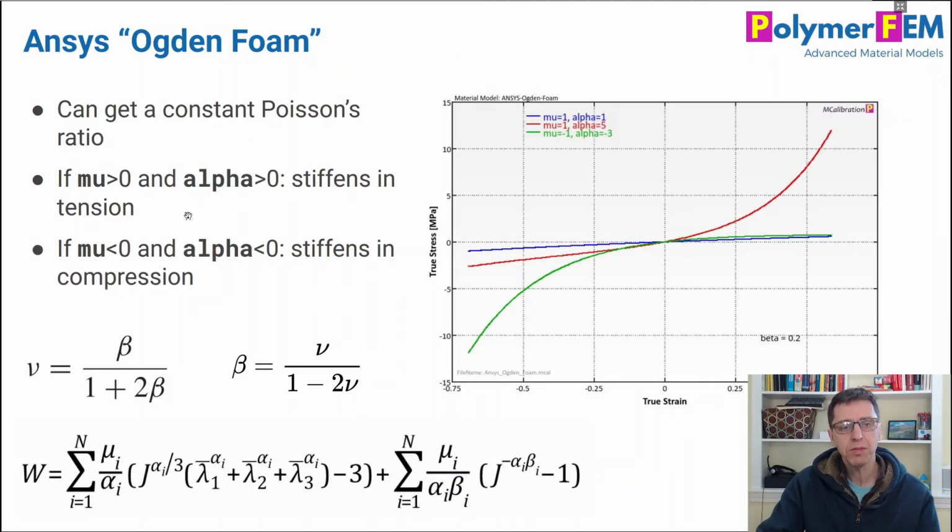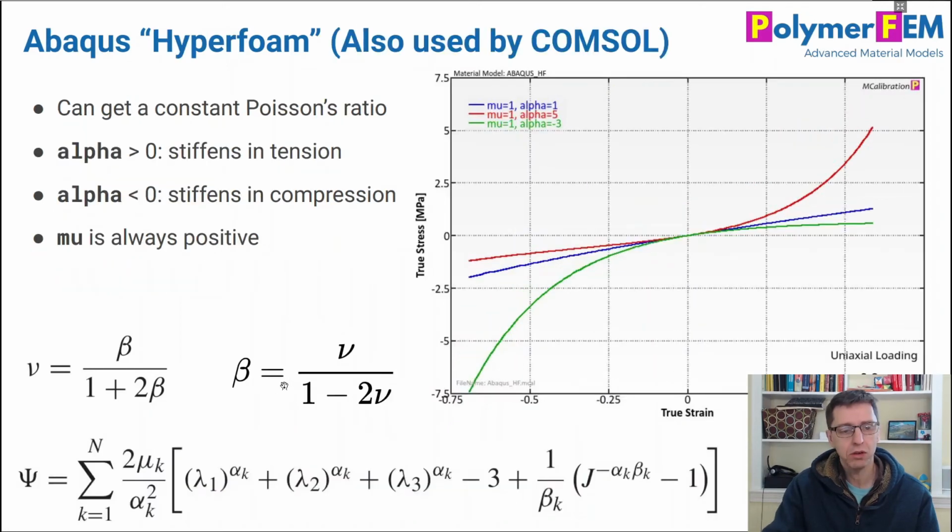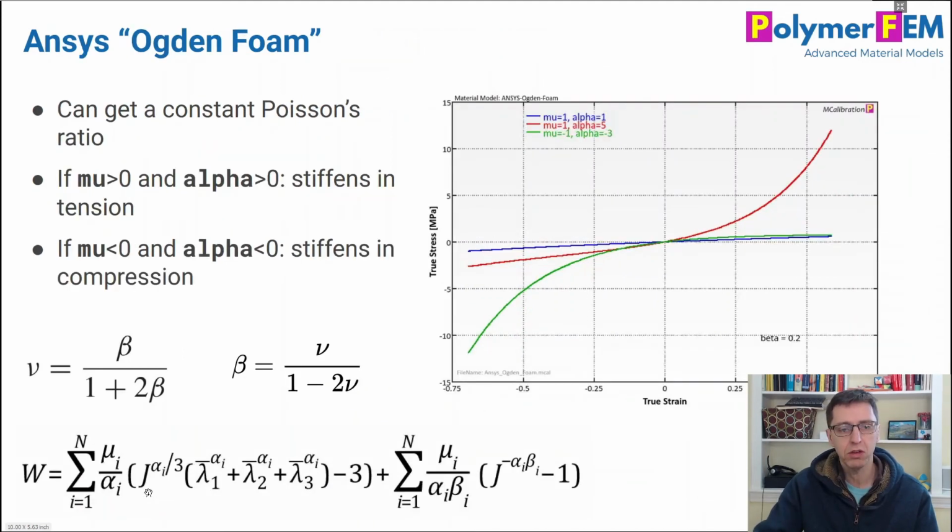In Ansys, this type of model is called the Ogden foam. And it has the equation written at the bottom, which is very similar to the Abaqus one. But there's one major difference, and that is that the denominator here is just called alpha_i. And if you go to the Abaqus page, I jump back, it's alpha squared. So Abaqus puts a square on this. In Ansys, there is no square.